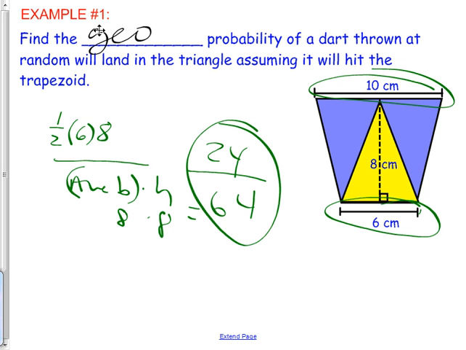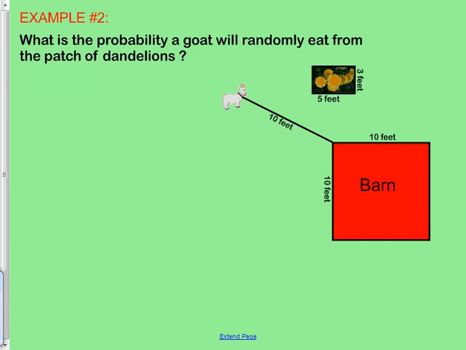All right. So, did you get 0.375? Raise your hand if you did. Okay, good. It's what you want over what's possible. This is what I wanted, the yellow triangle, and this is what was possible, the whole trapezoid.